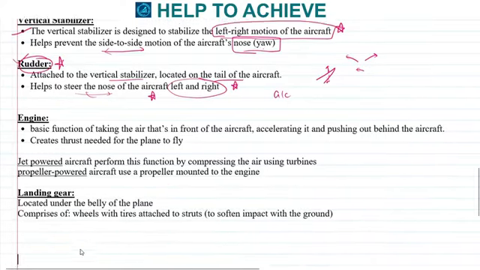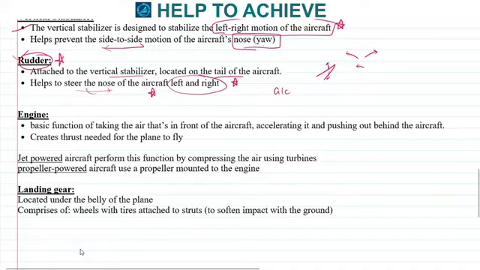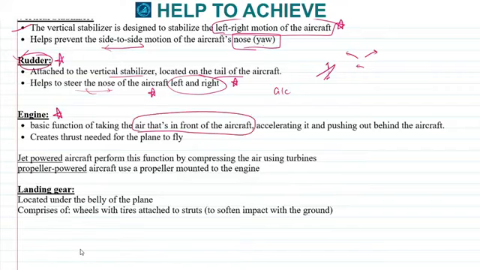The other important component of an aircraft is the engine. The main function of the engine is that it takes the air that is in the front of the aircraft, accelerates it, and pushes it out behind the aircraft. With this it is able to achieve the thrust that is needed for the plane to fly.